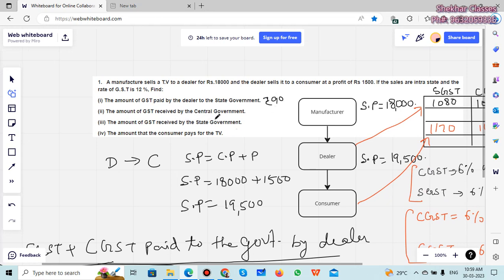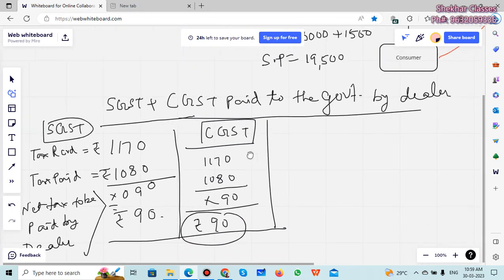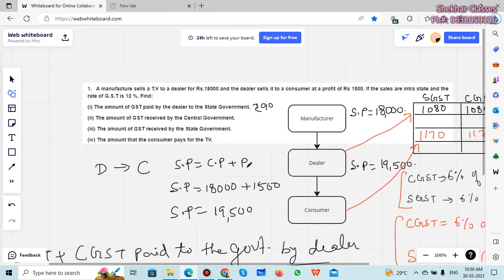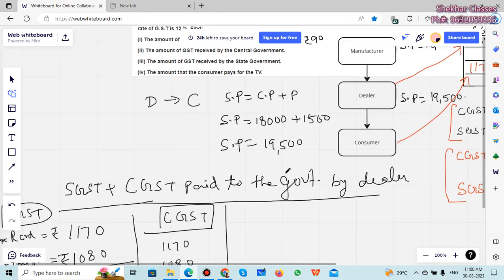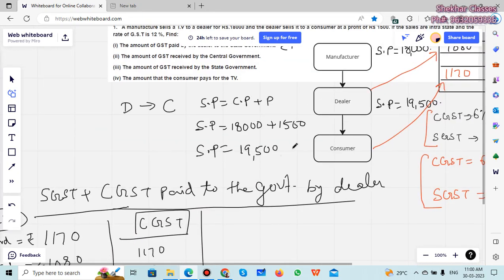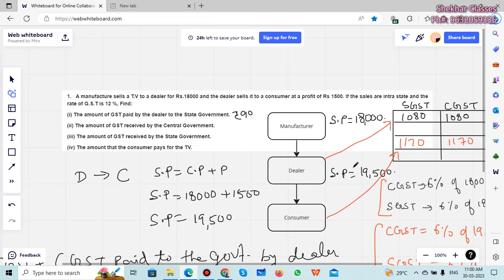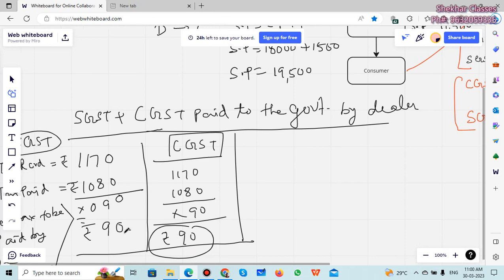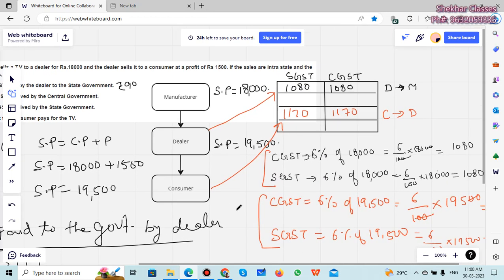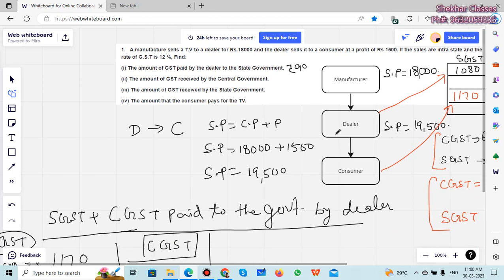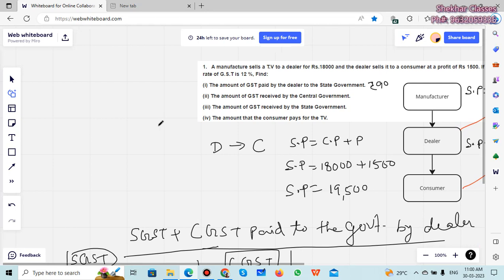The GST received by the central government. Remember, this is a different question. Central government has already received the GST. It is not only paid by the dealer, it is also paid by the manufacturer, right? So paid by dealer is how much? 90, and paid by the manufacturer is 1080. So how much has he received? This is received by the central government.